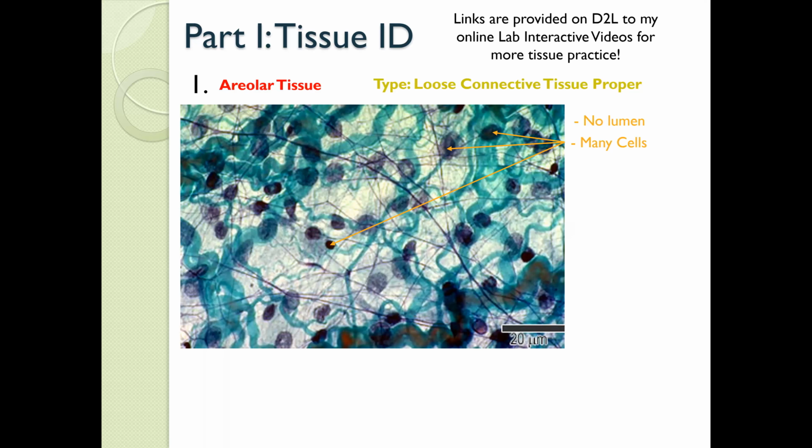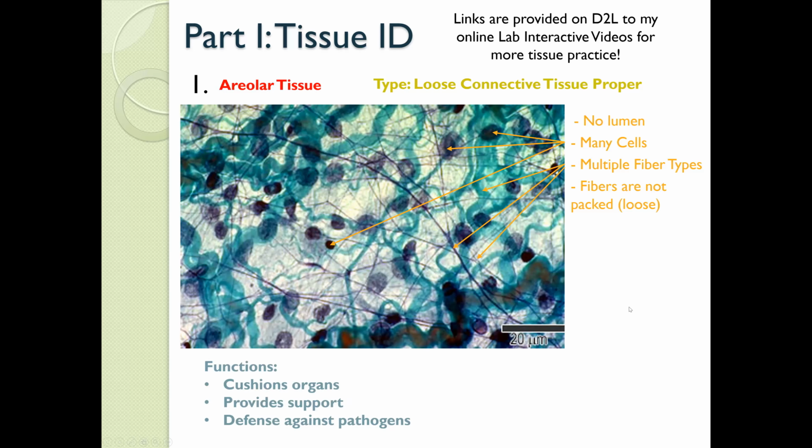We can also see many cells scattered around, and it looks to be multiple cell types as well. We can see multiple fiber types. We can see thick collagen fibers. We can see thinner elastic fibers and branching reticular fibers. And the fibers are not packed very tightly together, so they're kind of loosely scattered, as are the cells. So these are the characteristics that allowed us to identify this tissue.